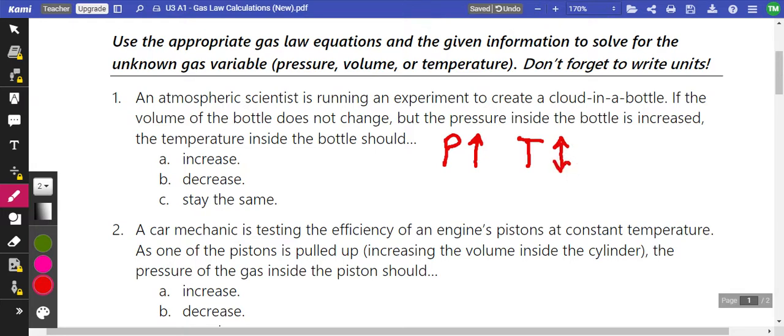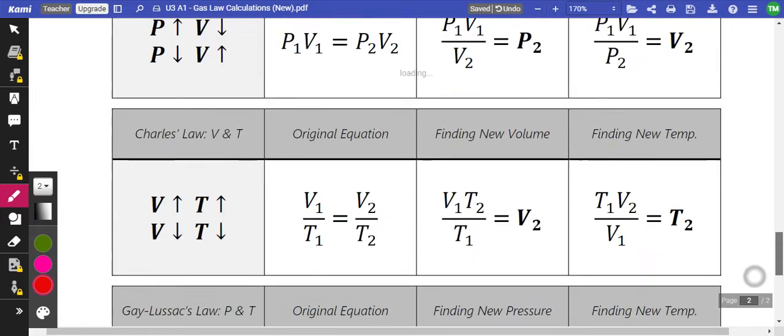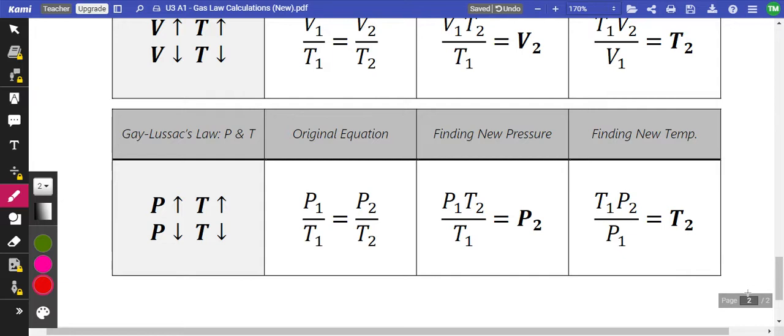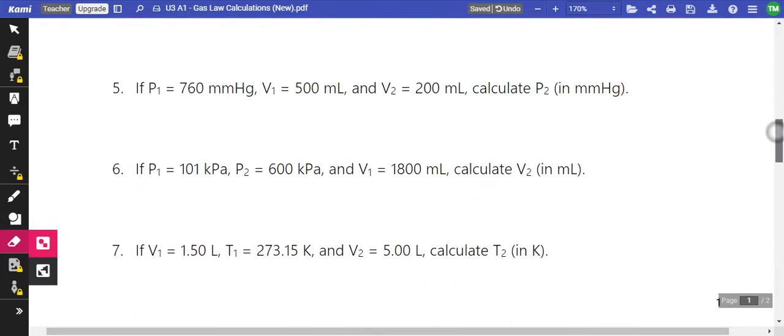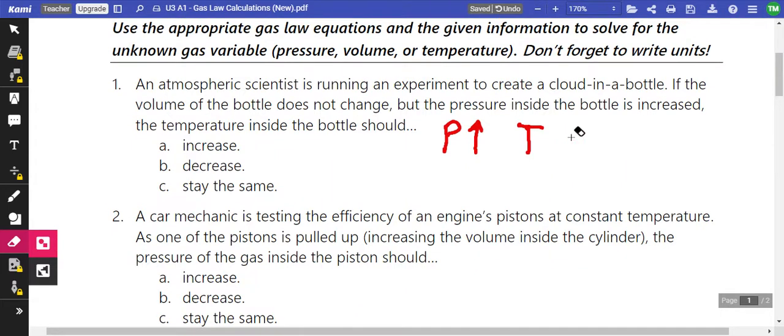All right. Well, if I go look at my gas laws, which I have down farther here, Gay-Lussac's law says that pressure and temperature follow each other. They go in the same direction. So if my pressure is increasing, my temperature should increase. If my pressure is decreasing, my temperature should decrease. So if I come back up here, if my pressure is increasing, my temperature should increase with it. And hopefully that makes some sense.